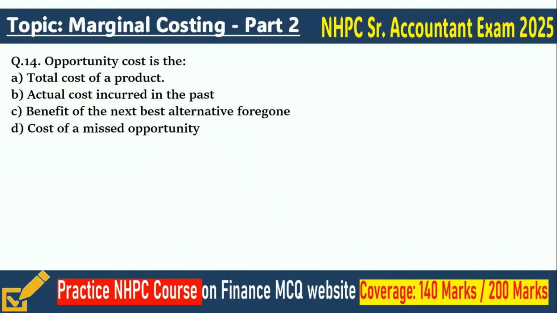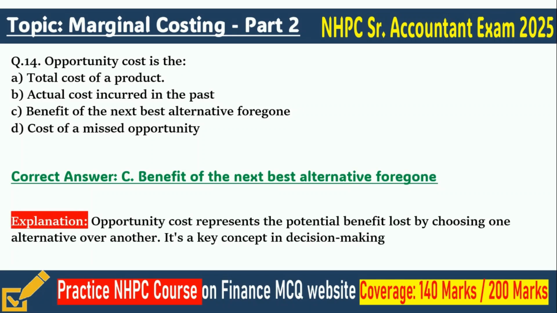Opportunity cost is the option A total cost of the product, option B actual cost incurred in the past, option C benefit of the next best alternative foregone, option D cost of a missed opportunity. So, what is the correct answer? Friends, opportunity cost is the benefit of the next best alternative foregone. Friends, opportunity cost represents the potential benefit lost by choosing one alternative over another. It is a key concept in decision making. Let's take an example, friends. Suppose a company decides to open an EV manufacturing plant in Gujarat, but eventually decided to shift it to Bangalore.